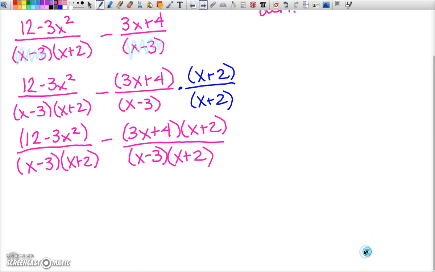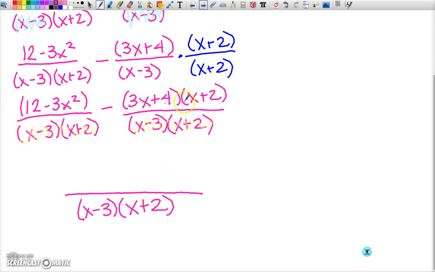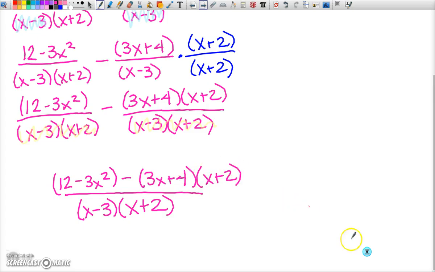All right, so now you'll notice that the denominators match one another. So you look here, we have exactly the same thing in both denominators, so we're good. So we get to write just one fraction with one denominator. So one big fraction, and your denominator is x minus 3 times x plus 2. And I'm going to take everything from the numerator and put that here. So 12 minus 3x squared minus 3x plus 4 times x plus 2.